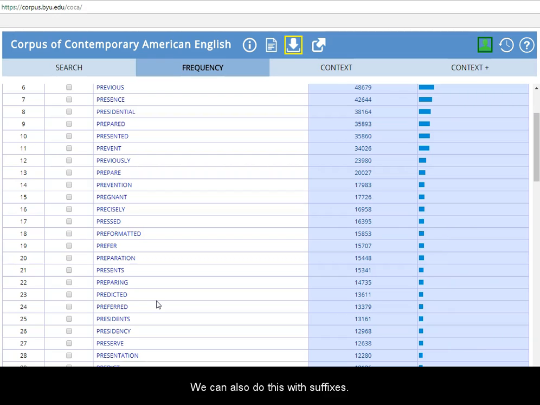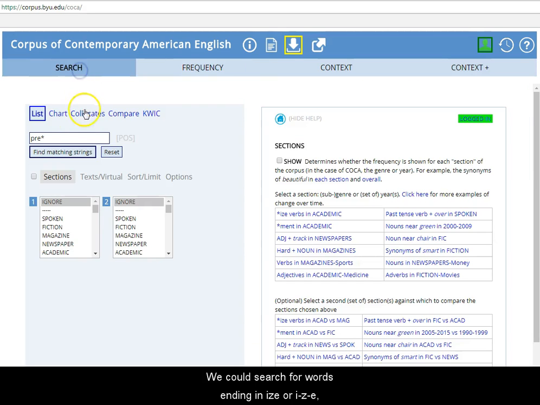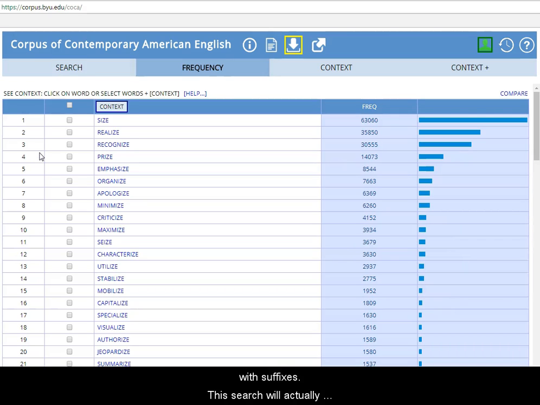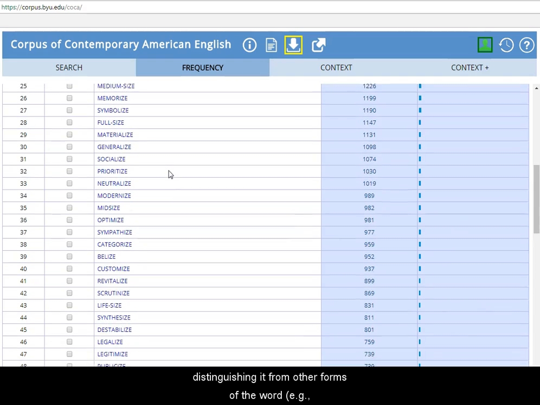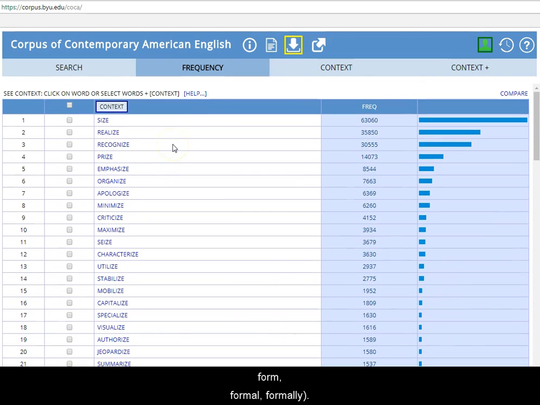We can also do this with suffixes. We could search for words ending in IZE, for example. We could write asterisk IZE in the search box. Now, we see something similar here with suffixes. This search will actually produce a list of all words ending with the letters that follow the asterisk. This may include words for which those letters are not a suffix. For example, in the word size, the letters IZE do not act as a suffix and do not provide information about the form of that word. However, in the word formalize, the letters IZE do function as a suffix and indicate its form as a verb, distinguishing it from other forms of the word, form, formal, formally.